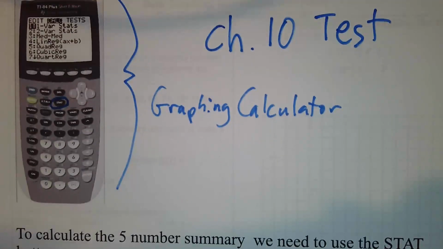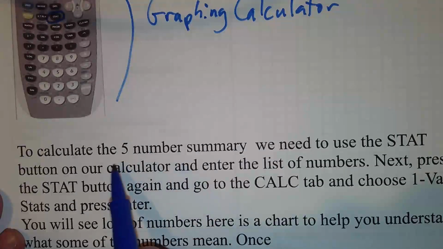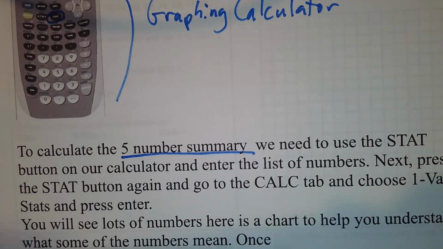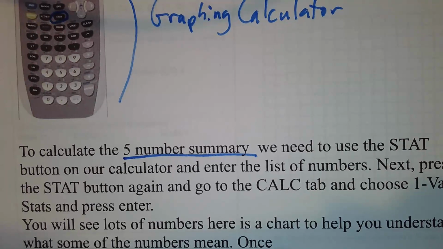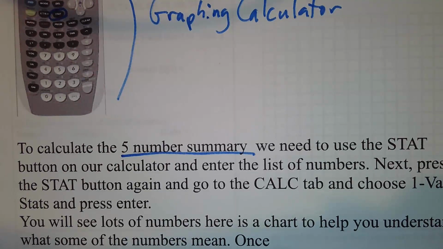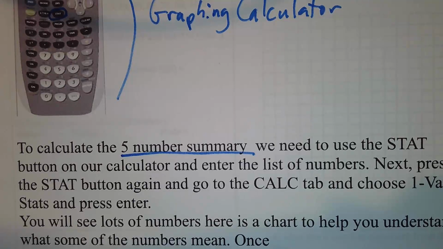And one of the main things we have to do is calculate the 5-number summary, as well as other important numbers that we can either figure out using our calculator, or here's what I found, or by looking at our list.